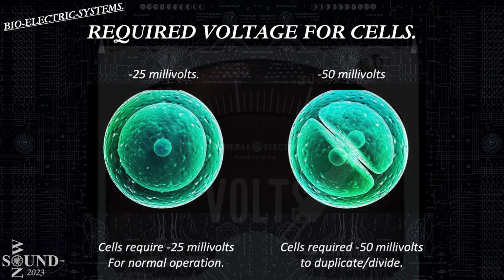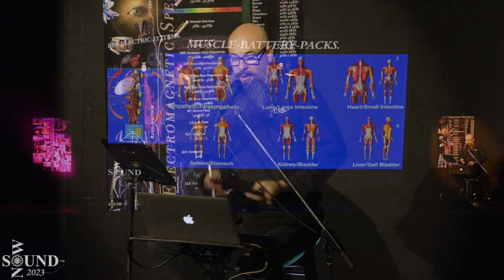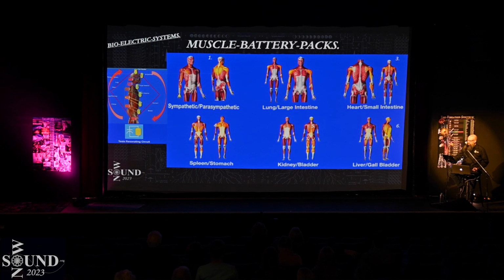Right, so normal operation of cells is negative 25 millivolts. There's a bit of variation, but if it's too far out, your cells are going to struggle to operate. When a cell duplicates or divides, it needs to be negative 50 millivolts. So this pH must be slightly alkaline. An acidic body is very sick. It's the wrong voltage. So he's outlined 6 muscle battery packs that our body naturally produces.